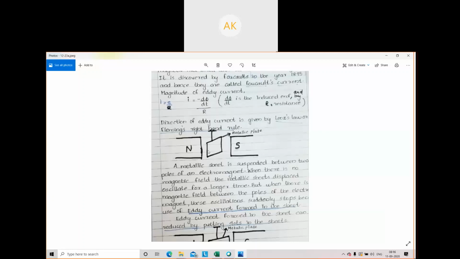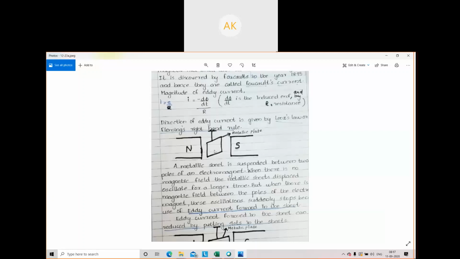Did you watch that video I sent in our group? In our physics group, I sent two or three videos on Lenz's law and eddy current. You will get a very good picture when you watch it. I think you have watched it.